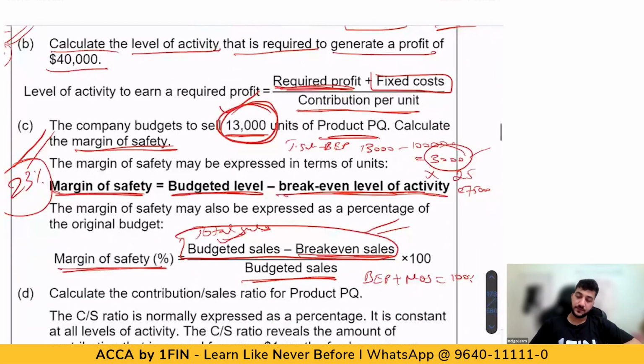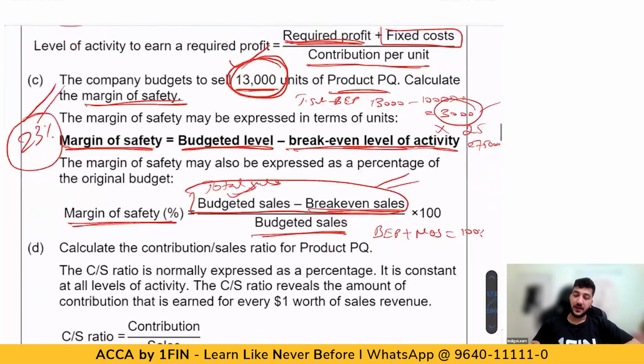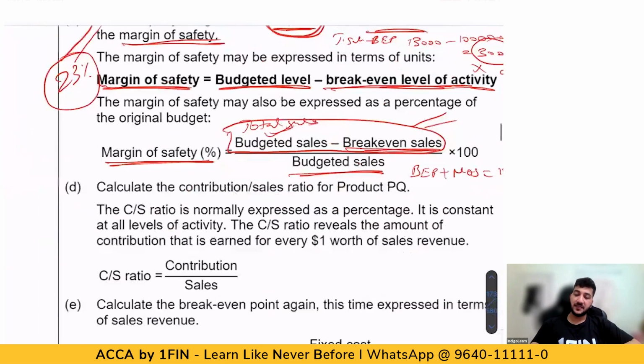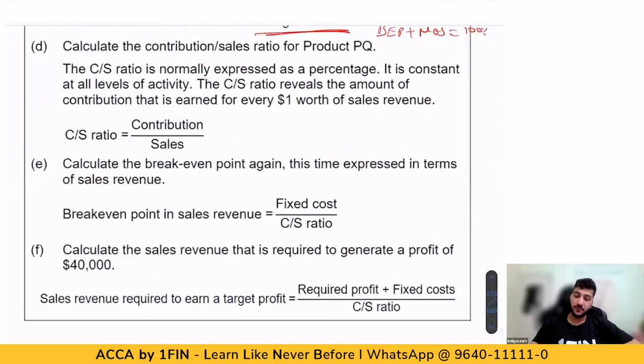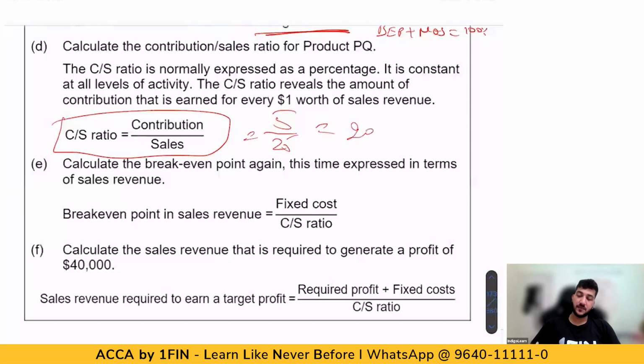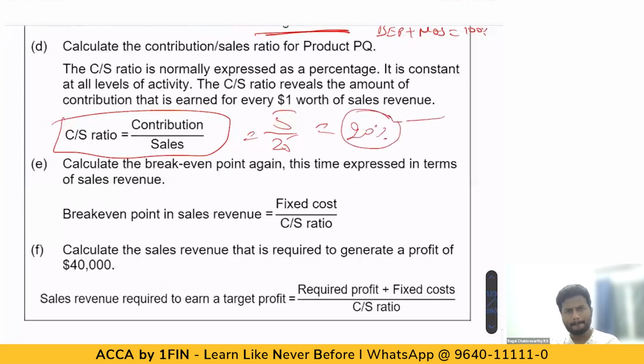Next, calculate the contribution to sales ratio for product PQ. Contribution to sales ratio is contribution divided by sales. That is 5 divided by 25. How much is it? 5 divided by 25 is 20%. 1 by 5, 20%. Done.